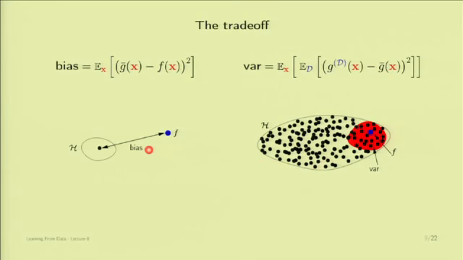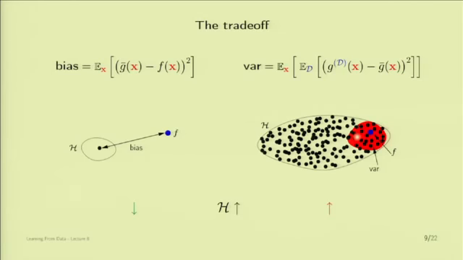So now you can see that if I go from a small hypothesis set to a bigger hypothesis set, the bias goes down and the variance goes up. So the idea here is, if I make the hypothesis set bigger, I am making the bias smaller because I'm getting it closer to f and being able to approximate it better, so the bias is diminishing. But the variance goes up. Why does the variance go up?